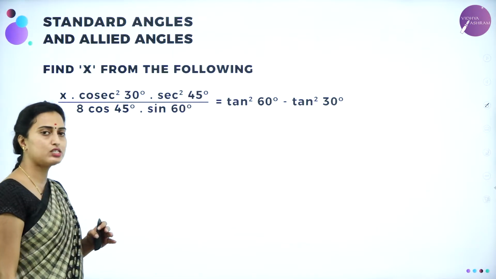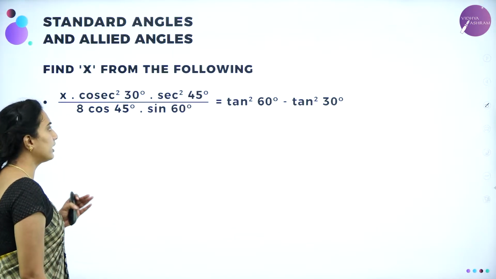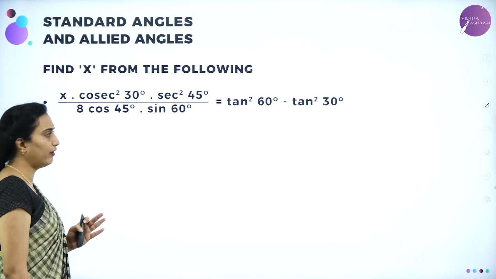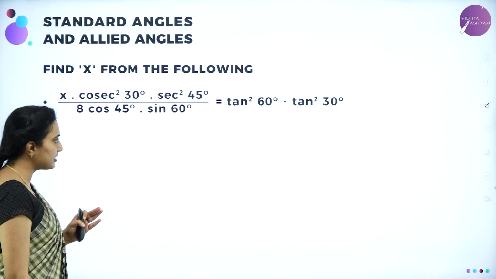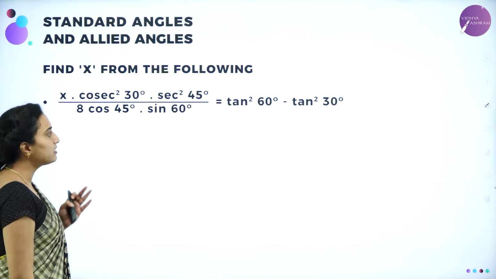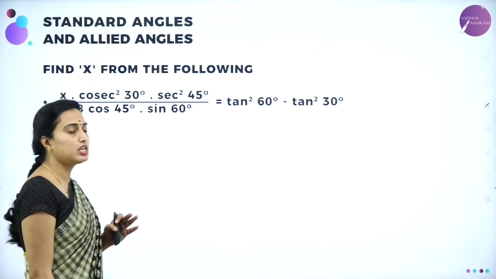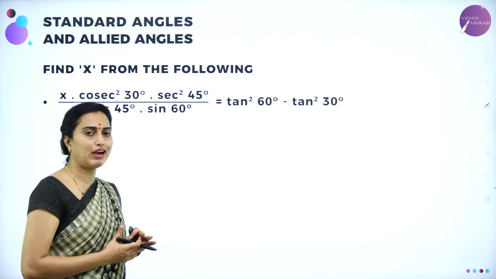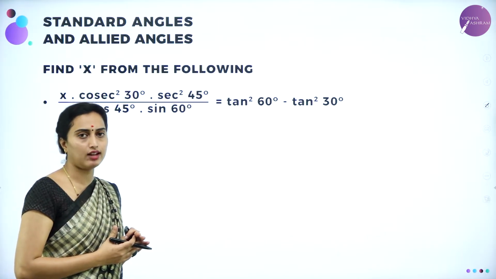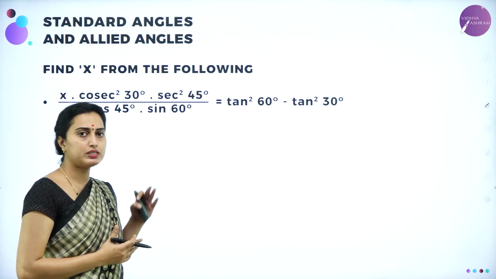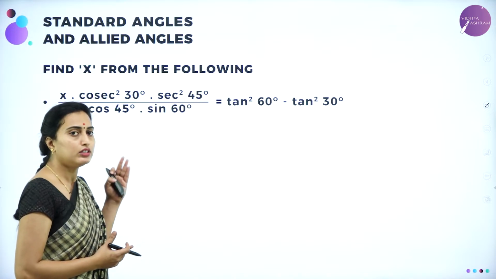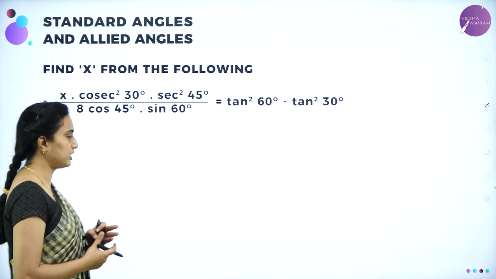x into cosecant squared 30 degree into secant squared 45 degree divided by 8 cos 45 degree into sine 60 degree is equal to tan squared 60 degree minus tan squared 30 degree. As we have substituted the values of the trigonometric functions in the last case, similarly let me substitute the values of the given trigonometric functions of the respective degrees.